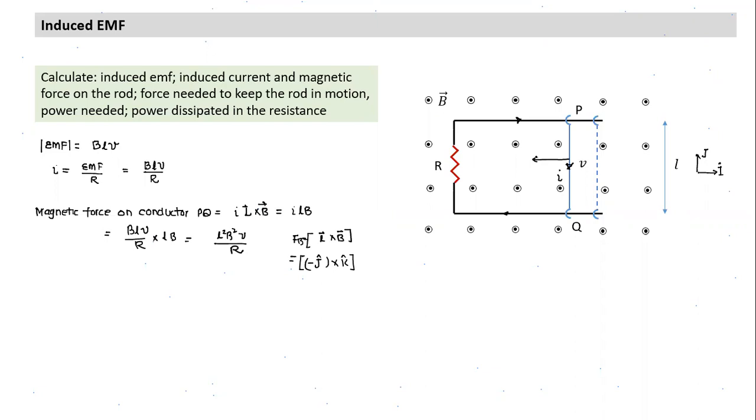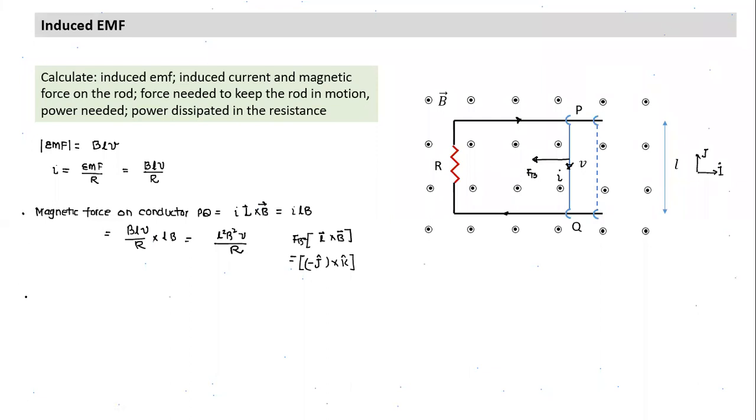Does the force also match up with the Lenz law? Yes, sir. What is causing this induced EMF? Rightward motion of the rod. How does it oppose the rightward motion of the rod? By applying a force in the left direction. So that also matches with the Lenz law. So this force will act in the leftward direction, right?